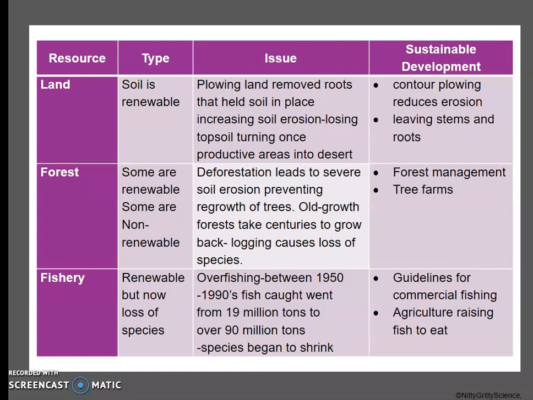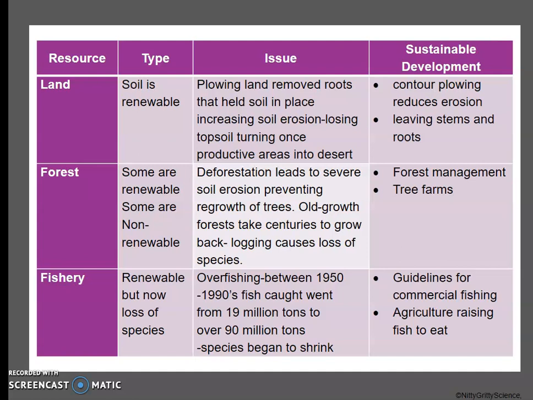Okay, it is renewable. That soil that we're using, that we're getting nutrients out of, it can be used again and again and again. Now an issue with that is plowing land removes roots that once held that soil in place. Once we remove those roots, we increase soil erosion, or like that soil getting washed away. And once that topsoil is gone, it's very hard to get back, and those areas can actually turn into a desert, into an area that plants do not grow in.